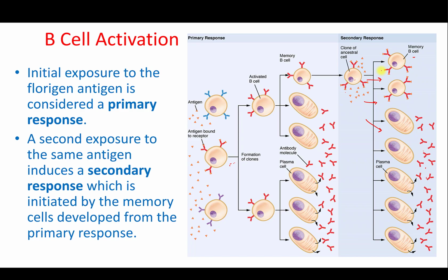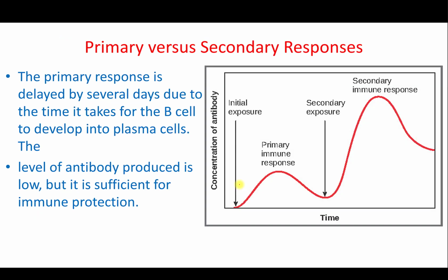Now, what is the advantage of this memory cell? As we said, it's going to respond in case we have a second infection. In fact, it gives a better, stronger response in a shorter time compared to the primary response. See here, for example, the primary response might take 7 to 10 days to peak in the concentration of the antibodies, and this peak is not really significant. But on the second response, we will have a significant increase in antibody production in a shorter period of time. This might take 3 to 5 days to peak. So that is the secondary immune response.